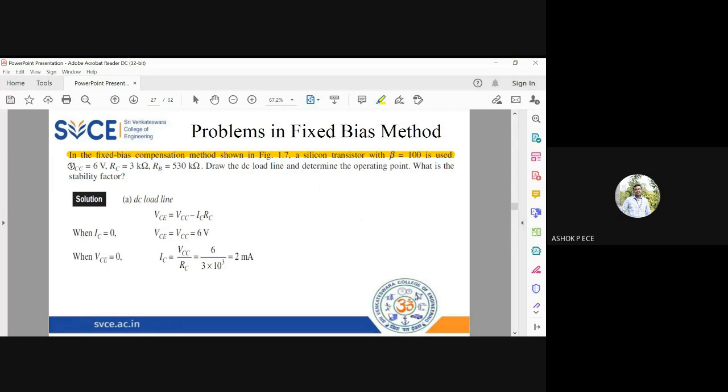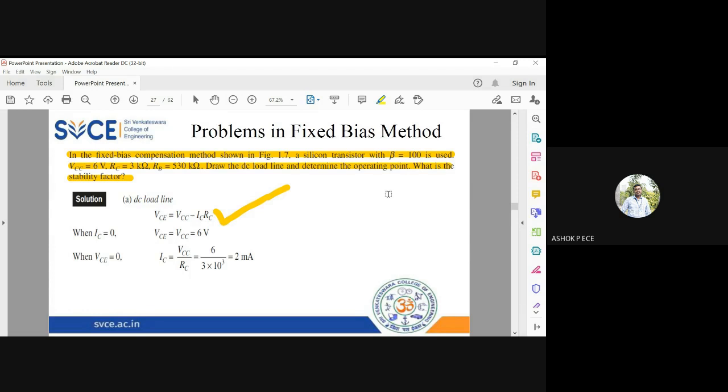They have also given the values for VCC, RC, and RB. They are asking you to find the Q point, and also the stability factor. So it is given a fixed bias circuit. First, for drawing the load line, we have to go for this equation. I told you this is the only equation which will help you draw the load line for your common emitter amplifier: VCE equal to VCC minus ICRC, or I can write VCC equal to VCE plus ICRC.